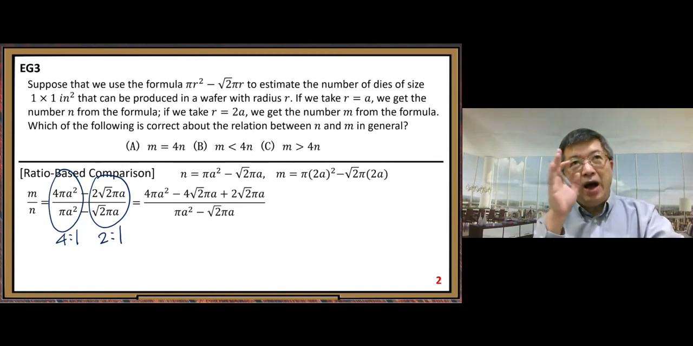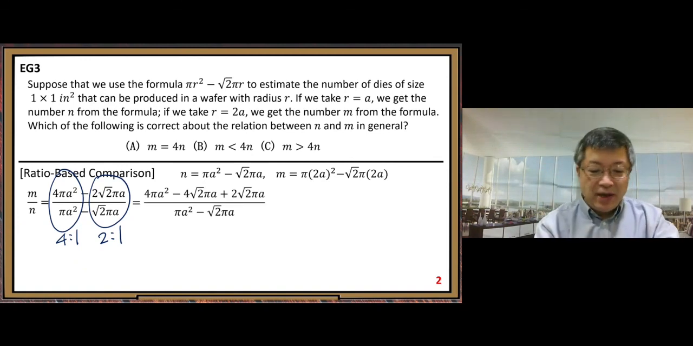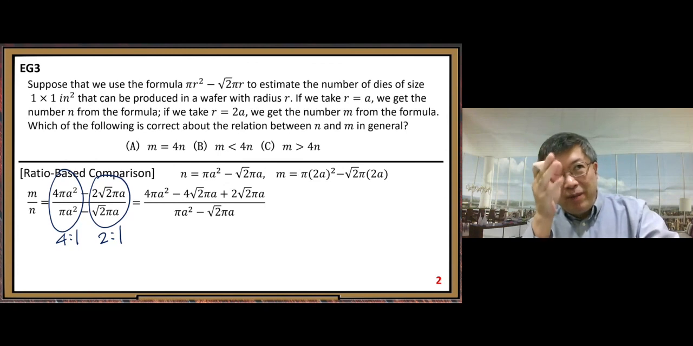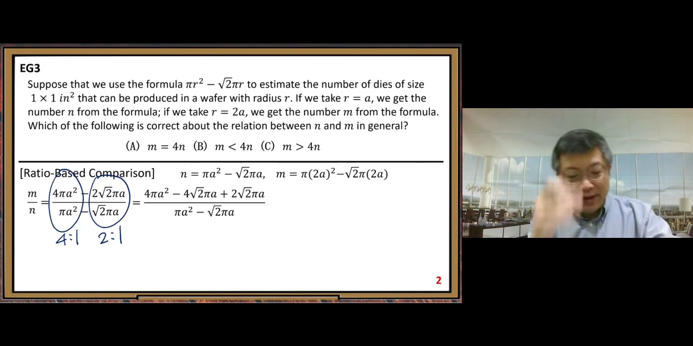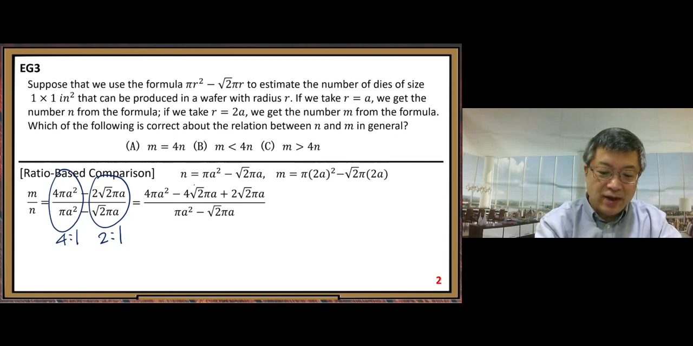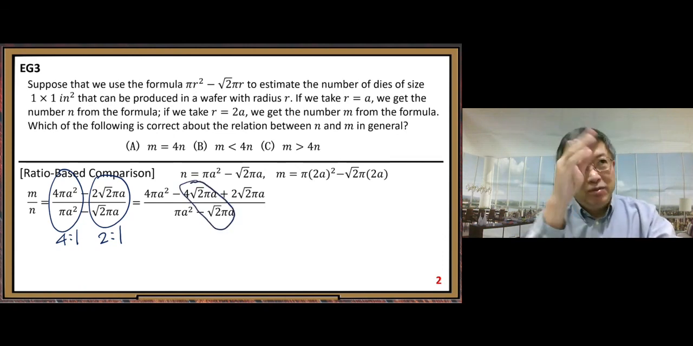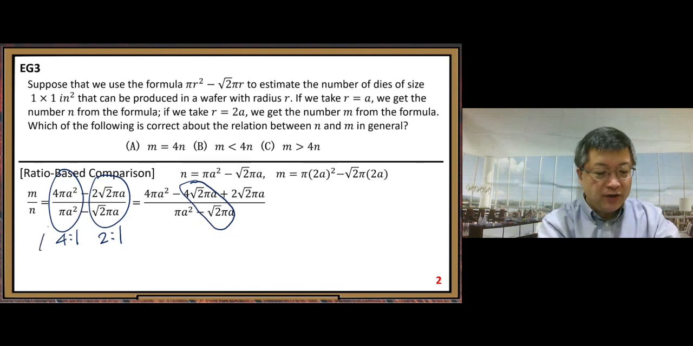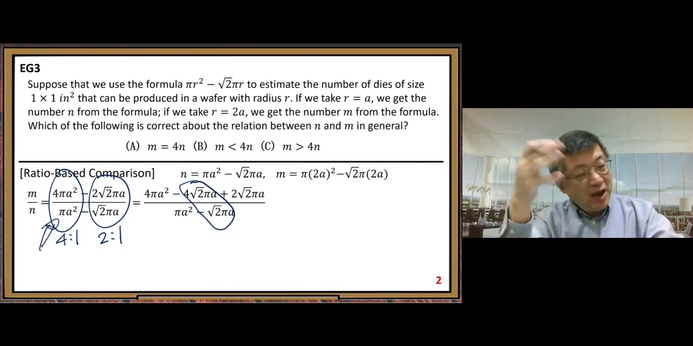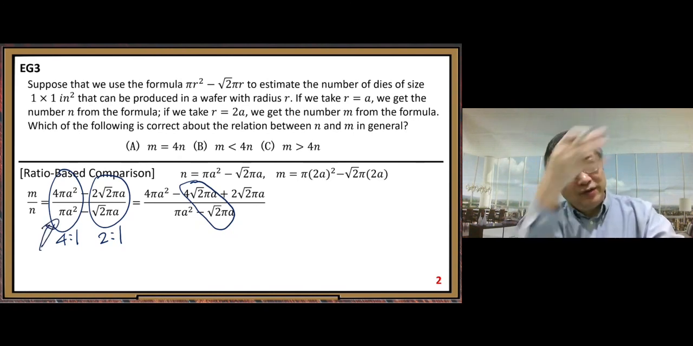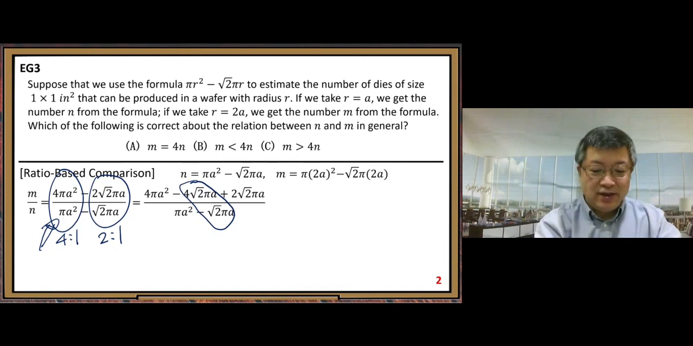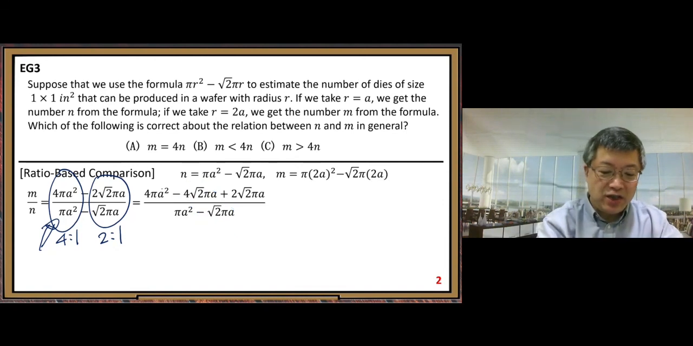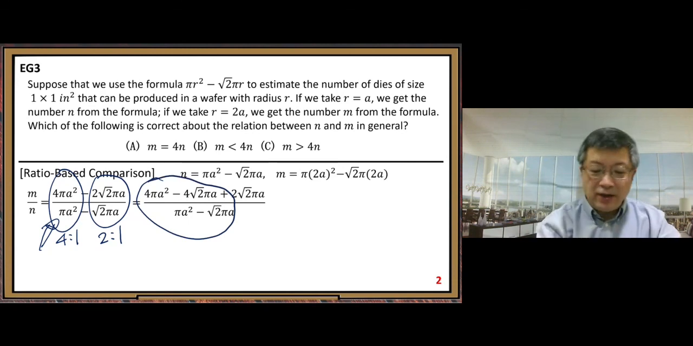Now I do this because I want to make that 4-to-1 part. Look at this. I make this 4-to-1 part to match the first ratio part. 4-to-1, 4-to-1, right? So in this way, you can see the whole thing is 4-to-1. But you need to make a correction here.